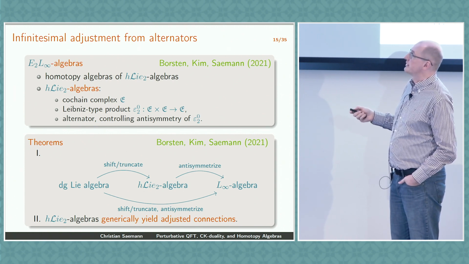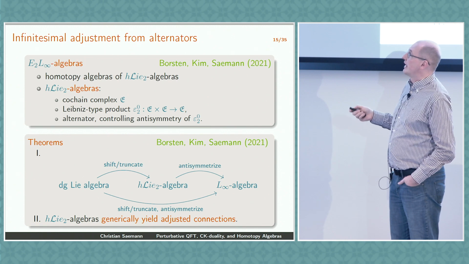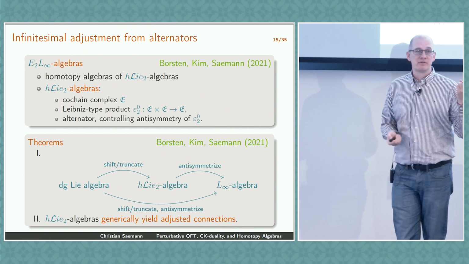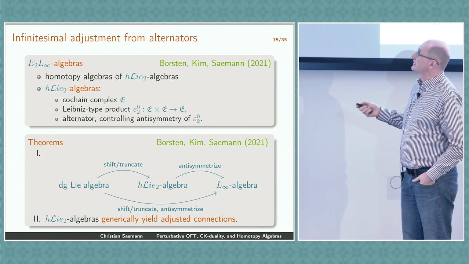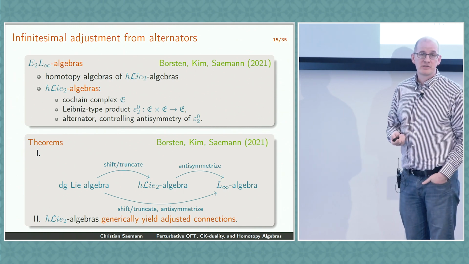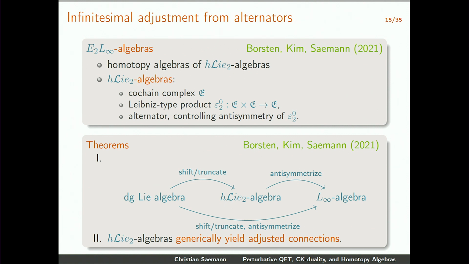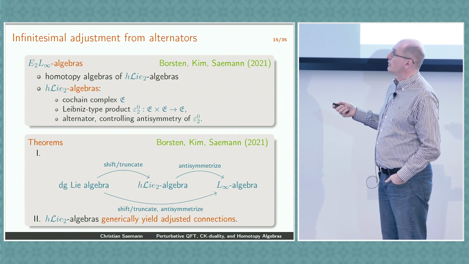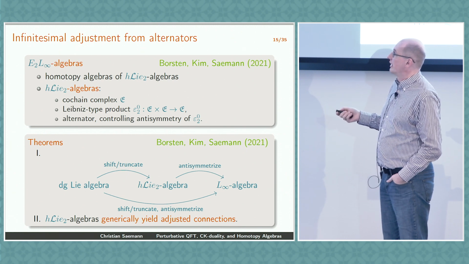So H Lie-2 algebras are just a cochain complex, a Leibniz type product, and an alternator that controls the antisymmetry of E2. If the alternator is 0, then I just get a differential graded Lie algebra. And here I lift the antisymmetry of the Lie bracket to have an alternator. And now there are two theorems that are important that we proved in this work in 2021. Whenever you have a differential graded Lie algebra, you can shift truncate it to get one of these H Lie-2 algebras, and then you can antisymmetrize them to get an L infinity algebra.